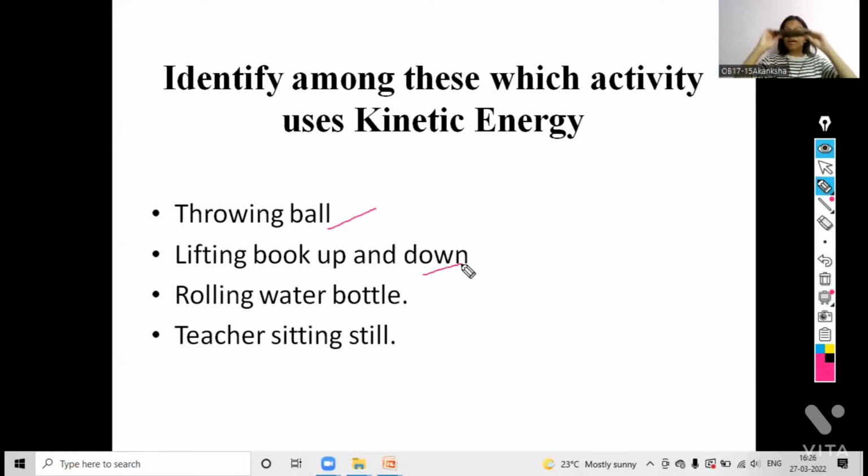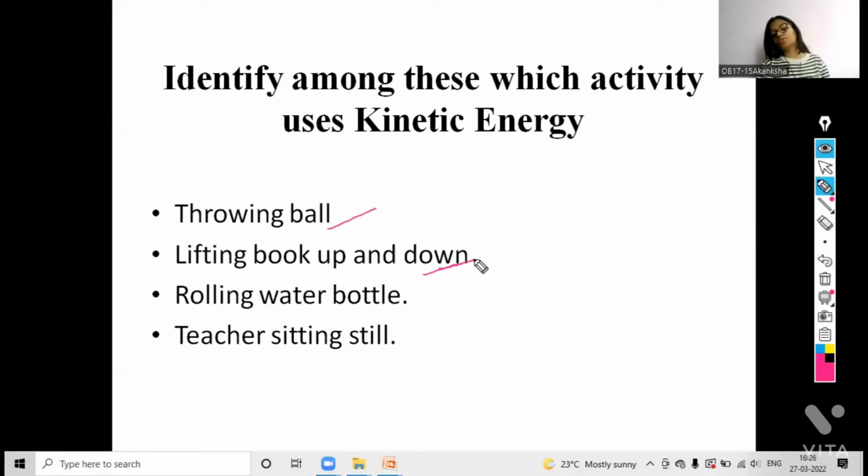So yes, this phone will have certain kinetic energy. And why? Because it is moving up and down, so it is in motion. So yes, the second option is also correct. Like this book is having certain kinetic energy. So yes, it is an example of an object having kinetic energy. So yes, second is also true.